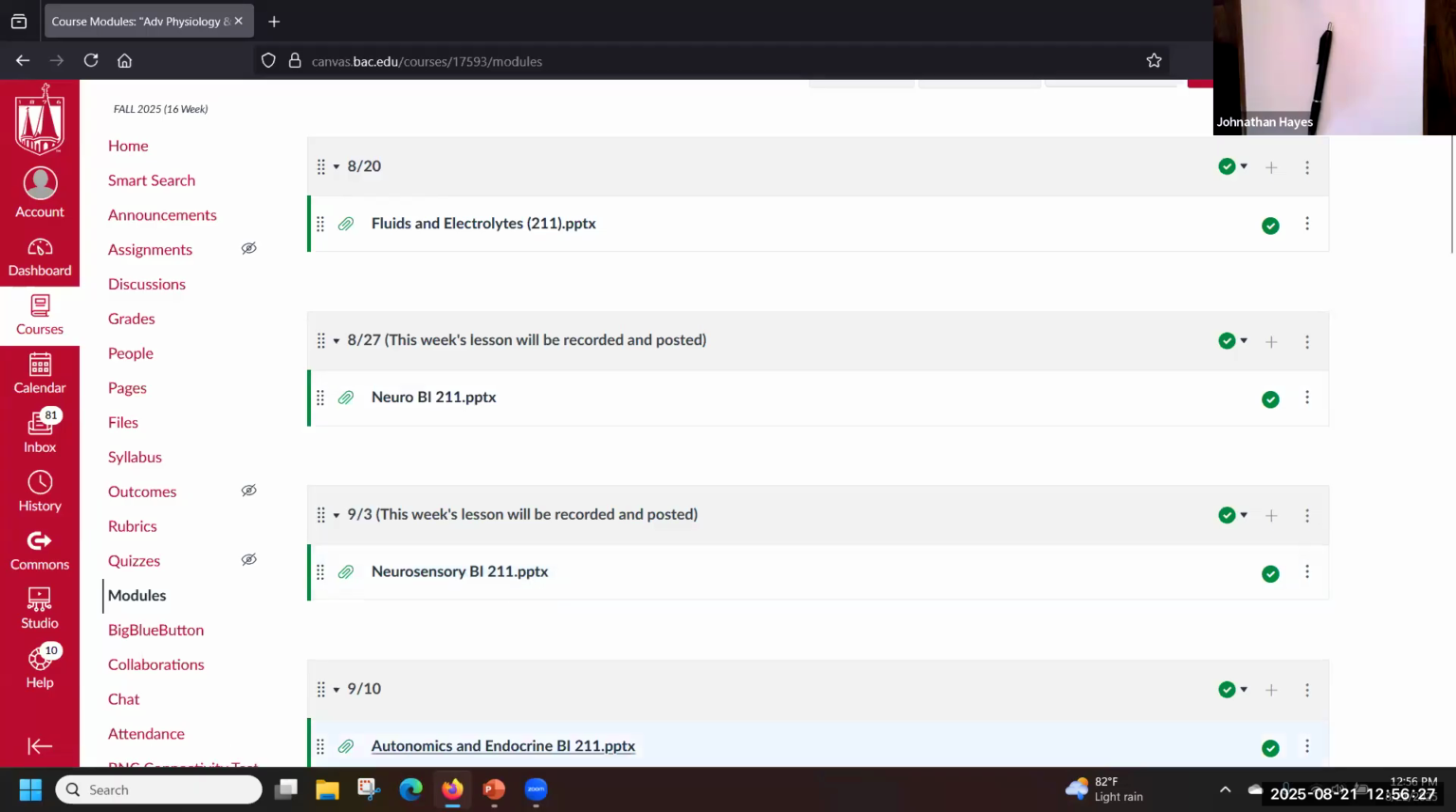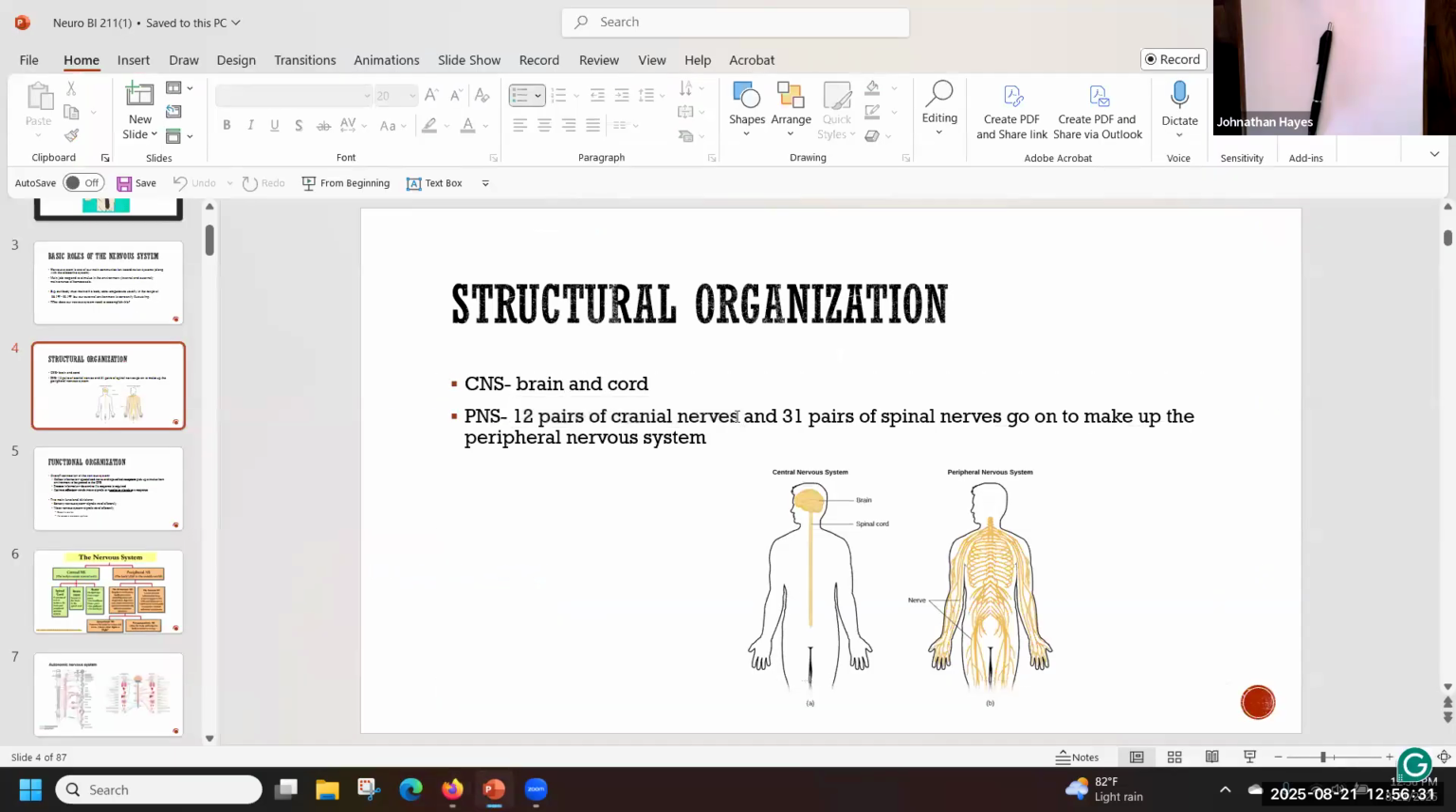So for right now, one of the basic things is we just say there's 12 pairs of cranial nerves. These are nerves that are directly coming off the brain, usually exiting the skull. Many of them are mixed, but not all. Some of them are strictly sensory, some of them are strictly motor, but some of them do both. So we'll talk about those later.